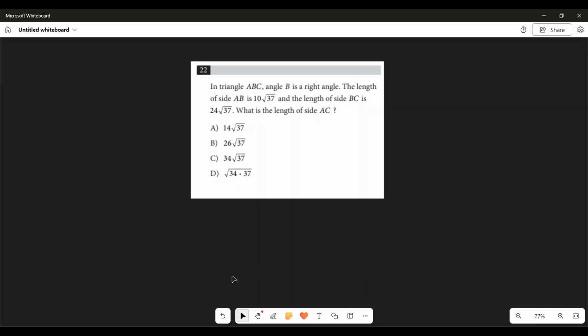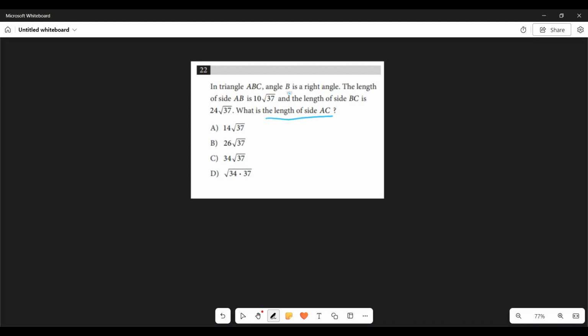This is a question from the 2024 official practice test bundle 6 module 2 of the math section. In a triangle ABC, angle B is a right angle. The length of side AB is 10 root 37 and the length of side BC is 24 root 37. What is the length of side AC?